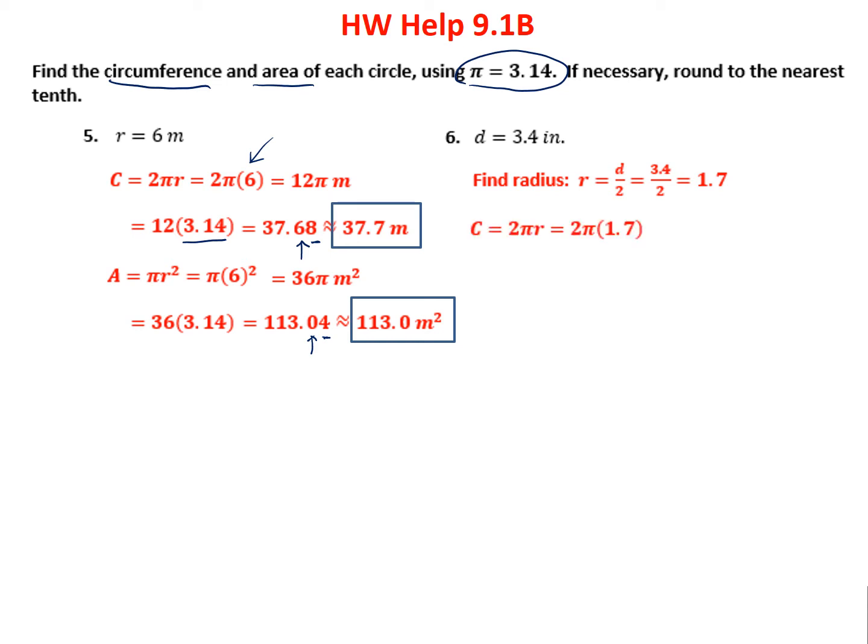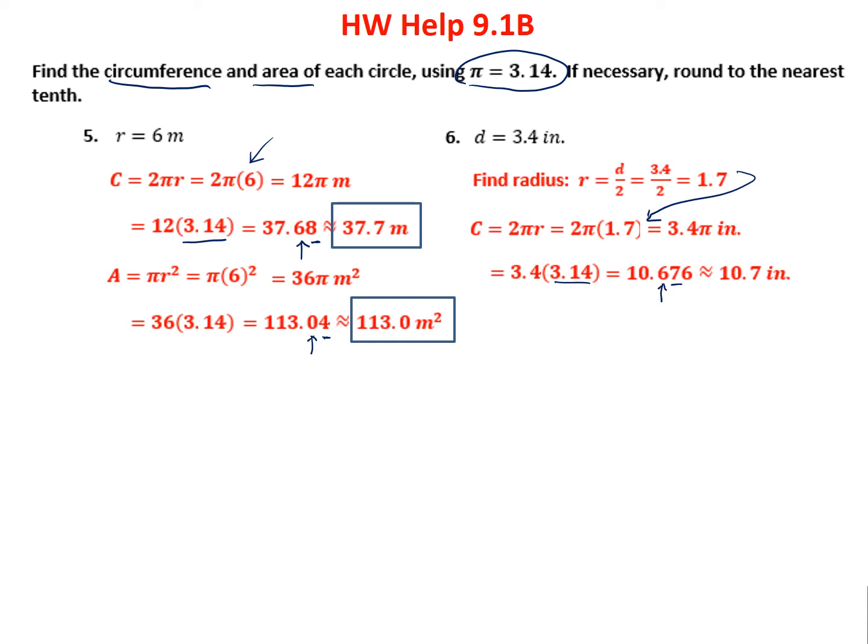Circumference equals 2 pi r. Put the 1.7 into that equation, and we end up with 3.4 pi. And again, let's insert pi as 3.14, and we end up with a number that is 10.676. Again, go to the 10th place, look at that number, and then go next door.